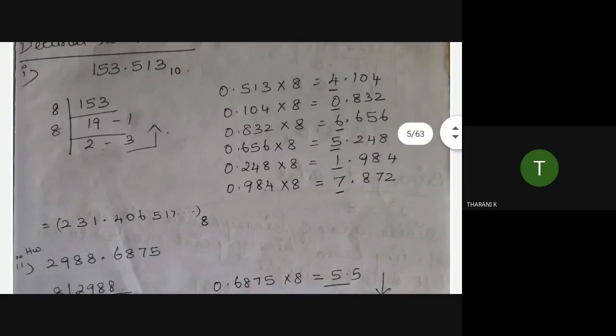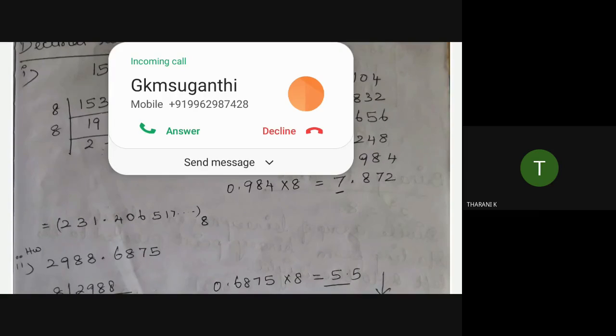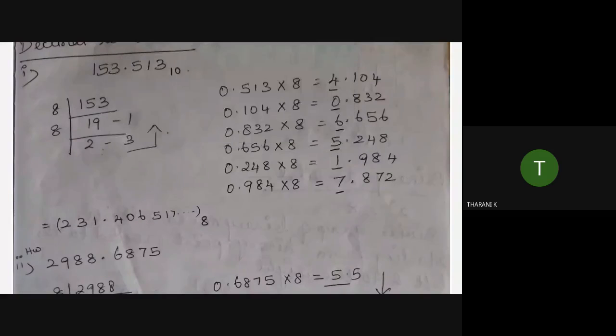So what is the converted octal value now? It is 231.406517, and on the right hand side I have put dot dot dot because it goes on like this. So this is the converted octal number.